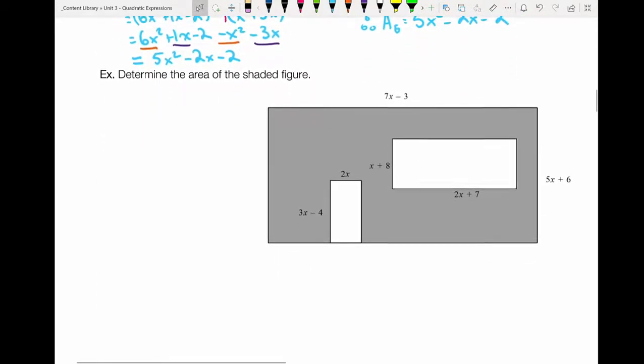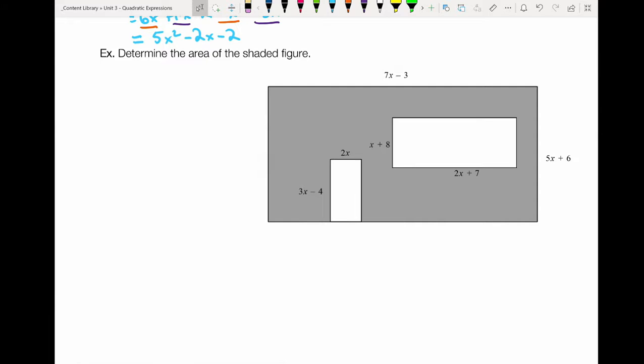In our final example, it's the exact same type of thing that we've looked at. We want to determine the area of the shaded figure. The same idea, except just more work is involved because now we have 3 figures. So I'm still going to try to figure out the total area of the entire large shape, which will be length times width, and we'll start with that.